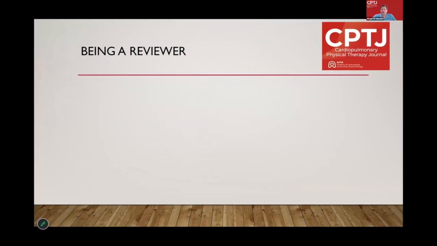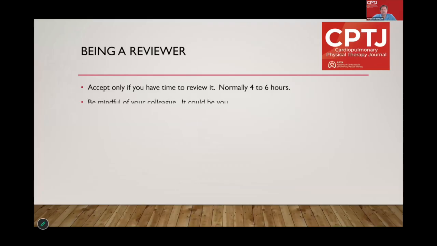So how do you become a reviewer? Everybody is welcome to be a reviewer for the journal, but only accept if you have time to review it. It normally takes between 4 and 6 hours. When you are a very expert reviewer, it might take you 3, but really not less than 3 hours to do a very thorough review. So you need to have the time to do it.